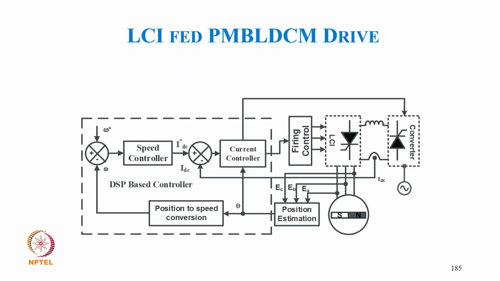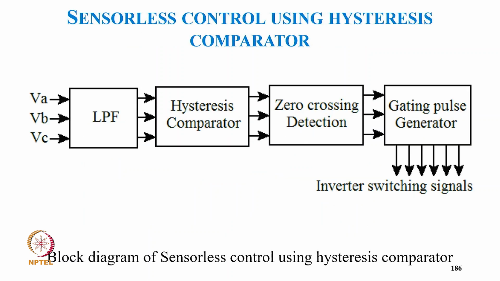So we have again back EMF sensing, very popular for a long time, and then typically we get the position, and from position we get the speed, then the speed control, then the DC link current reference, and we have DC link current sensing. We have the firing angle for the thyristor converter for the rectifier, and then from the position we get the switching for the line commutated inverter. Now coming to the typical sensorless control using a hysteresis comparator.